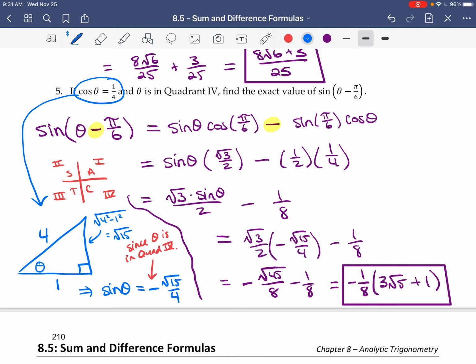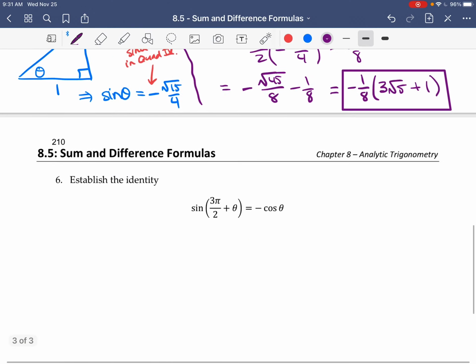Okay, I'm just going to make a little comment. Root 45 is the root of 9 times 5. So that's root 9 times root 5. So that's why it's 3 root 5. Just so you have that there.